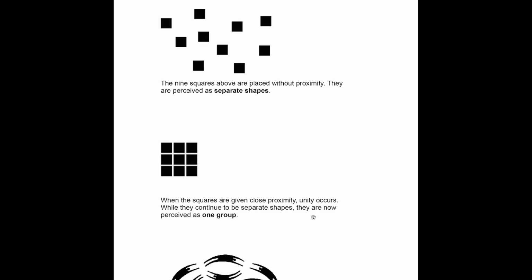The next principle is proximity. Proximity occurs when elements are placed close together and they tend to be perceived as a group. For example, in the above illustration, the 9 squares are placed without proximity and they are perceived as separate shapes. When the squares in the bottom example are given close proximity, unity occurs. While they continue to be separate shapes, they are now perceived as one group.